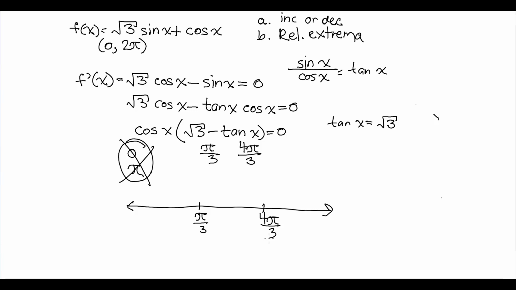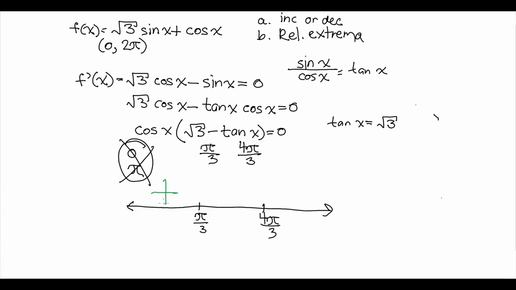Okay, so now we're going to find out where it's increasing or decreasing. Let's check 0. We kind of did 0 when we tested for extraneous solutions, but we can do it again. Cosine of 0 is 1 times root 3 is root 3, minus sine of 0 is just 0. So we have root 3, which is positive. So it's increasing on this interval.